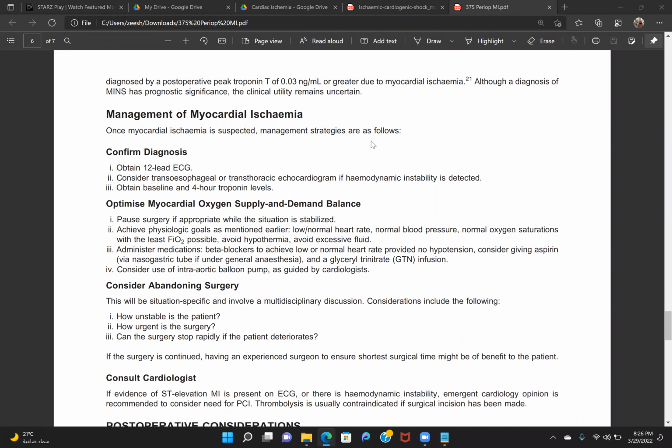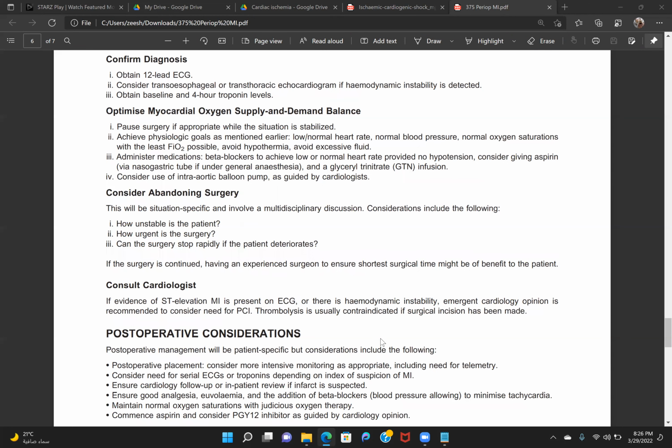What will be the pros and cons of doing this? You see, that's what they have written here. And then further management. What do you do in post cardiac arrest resuscitation care?